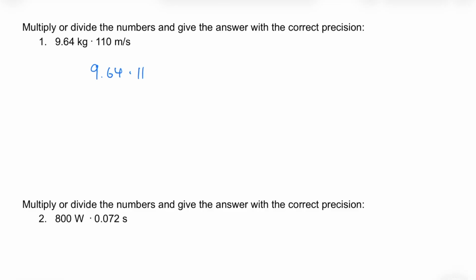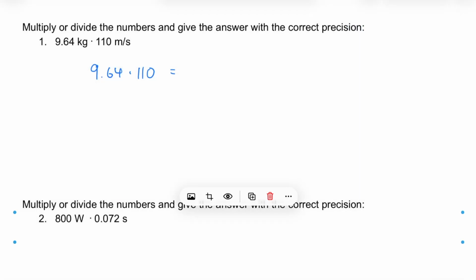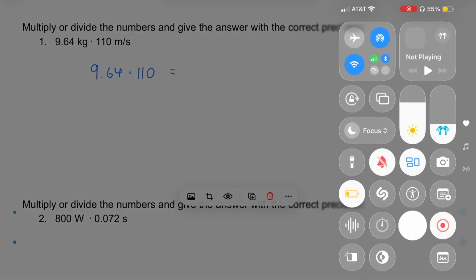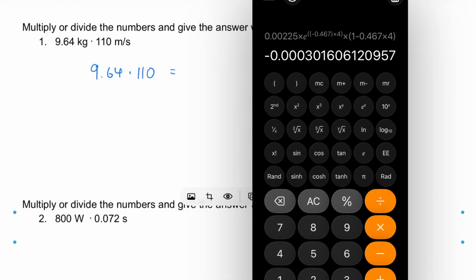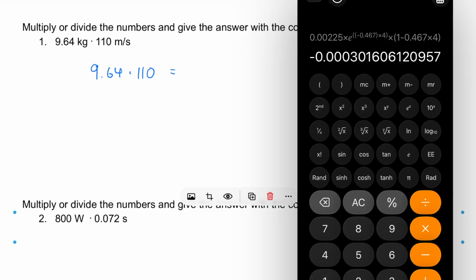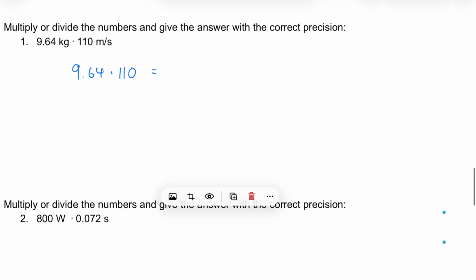9.64 times 110. And if you plug it into the calculator, you get a number that I can't just do out in my head. So let's plug that into the calculator. We're going to take 9.64, multiply that times 110, and we get 1060.4. So that gives us 1060.4, and this is kilograms times meters per second.